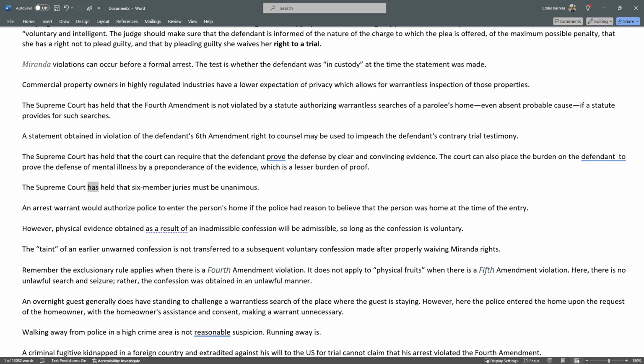The Supreme Court has held that 6-member juries must be unanimous. An arrest warrant would authorize police to enter the person's home if the police had reason to believe that the person was home at the time of the entry.